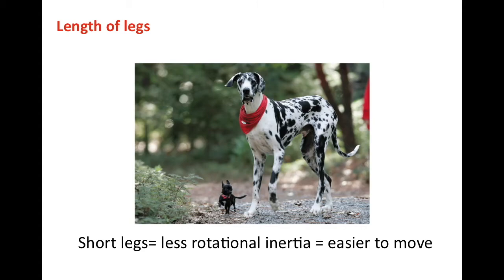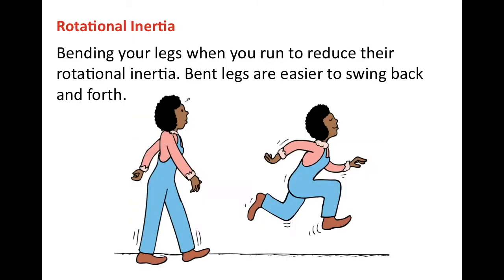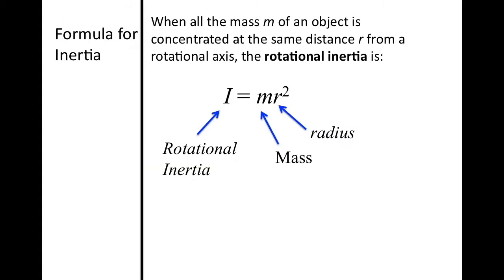For humans, this is also true. However, we can change things up. For example, if you were to bend your legs when you run, it would reduce your rotational inertia because it puts the mass of your legs closer to your center of gravity, which is your axis of rotation. By bending your legs, it's actually easier to swing back and forth. Pretty cool. All right, so on to the formula for inertia.